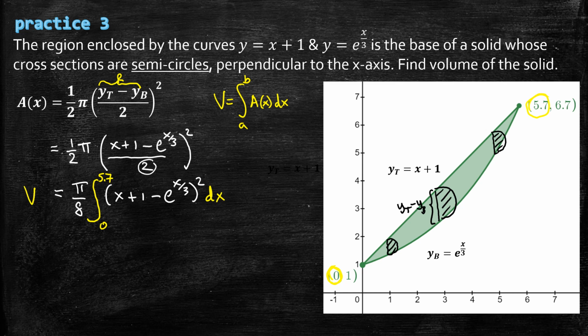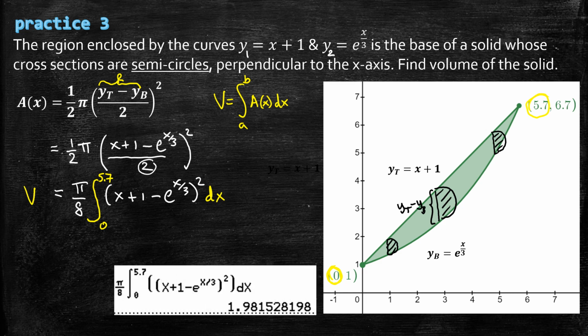Now you're given that, but if you weren't given that and you had to find it, you would type in y1 equals x plus 1 into your graphing calculator, y2 equals e to the x over 3, and then you could find out where they intersect to get that value of 5.7. And using the graphing calculator at this point, the volume would come out to be 1.98 cubic units.